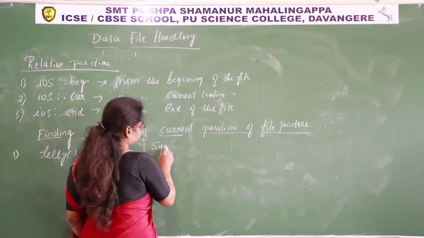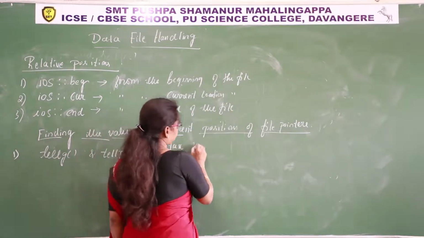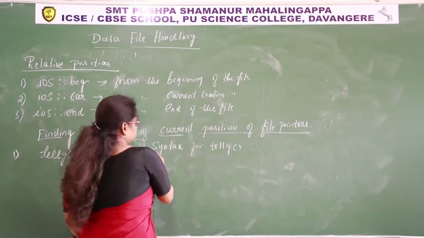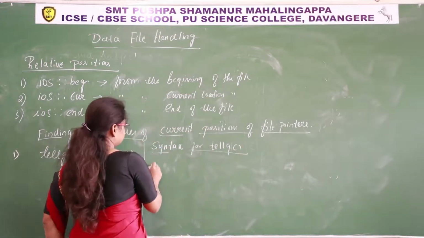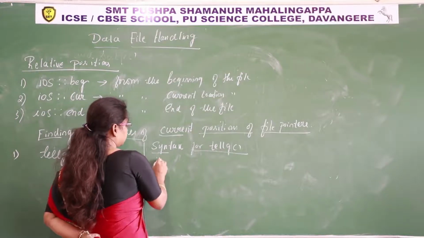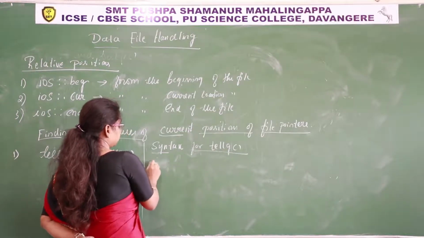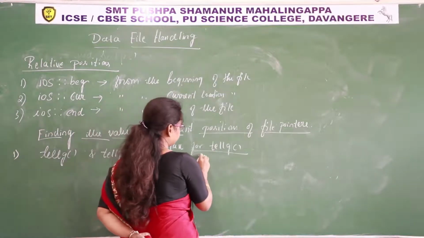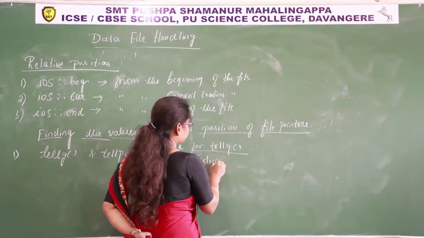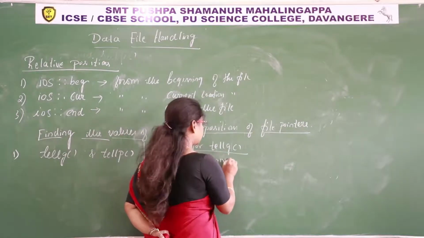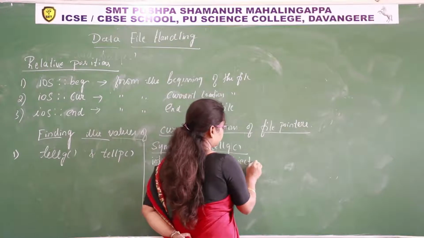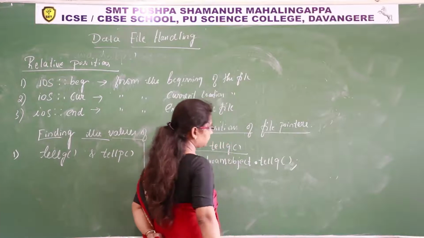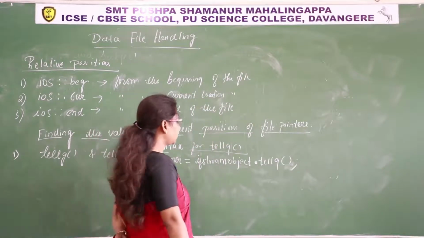Syntax for tellg: ifstream, integer variable is equal to ifstream object.tellg(), open close parenthesis. So you should not take any argument.